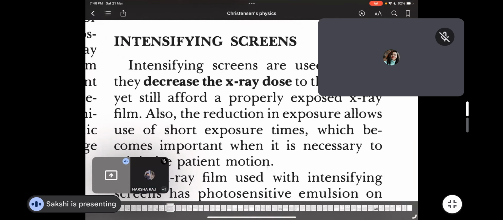Next is intensifying screens. So what are intensifying screens basically? What is an intensifying screen according to you? Are you done with writing the last data that I asked? What is an intensifying screen? Write it down in the form of a question. What is an intensifying screen?